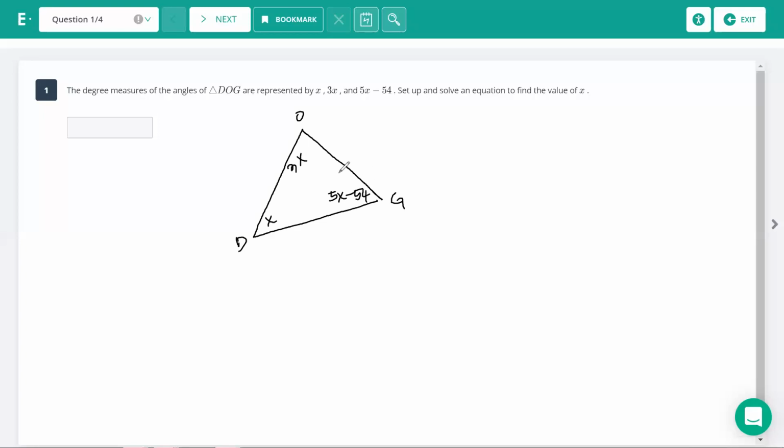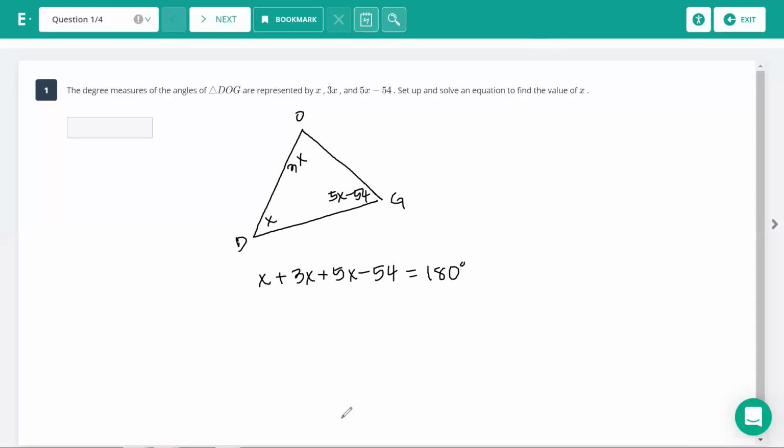So I know that all angles in my triangle, this is a property, will sum to 180 degrees. So if I take my x and add it to my 3x and add it to my 5x minus 54, those angles should all equal 180 degrees. Okay, so in this next step, now it just becomes algebra.